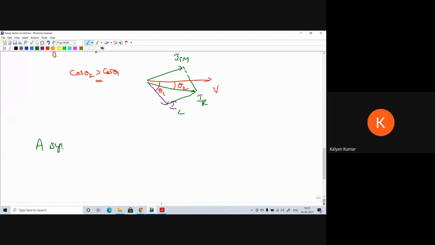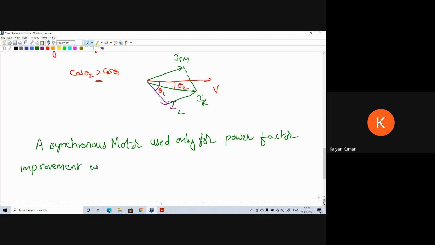A synchronous motor used only for power factor improvement without any load on it is called a synchronous condenser.